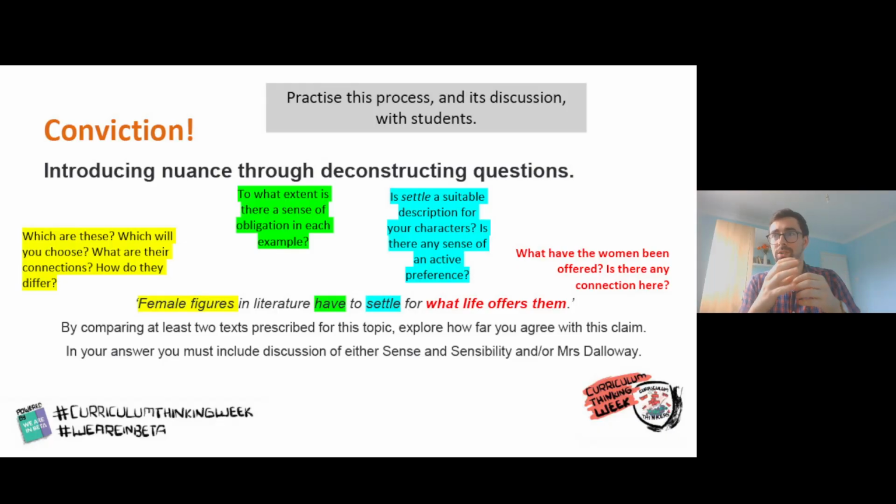Was there a sense of obligation? And then the word settle. Perhaps that's not a suitable description of the decisions made by the characters. Is there a sense of their decision being an active preference? You can really hone in on those specifics. Great way of showing a sophisticated view of the question. And then what life offers them. We would need some clarity around what that actually is.